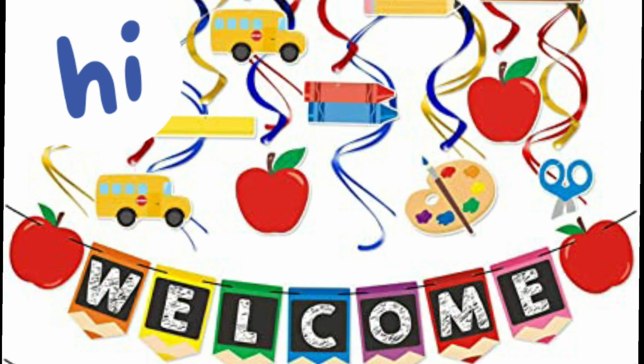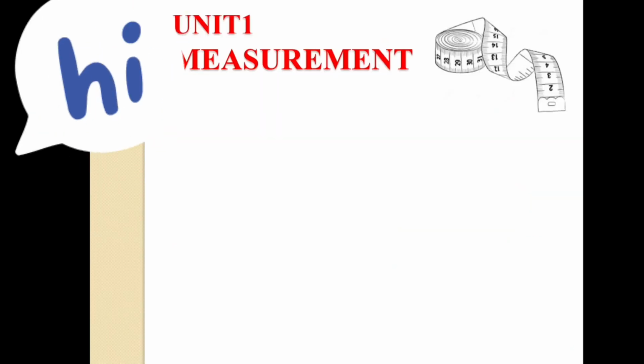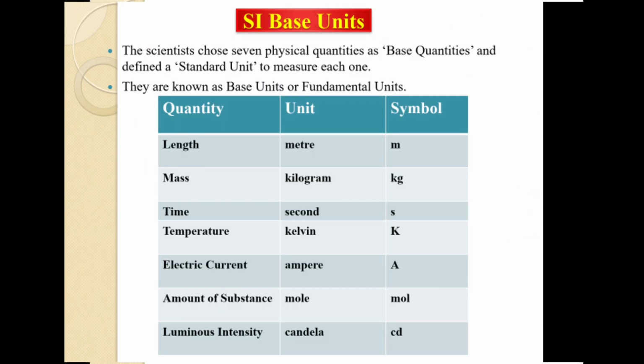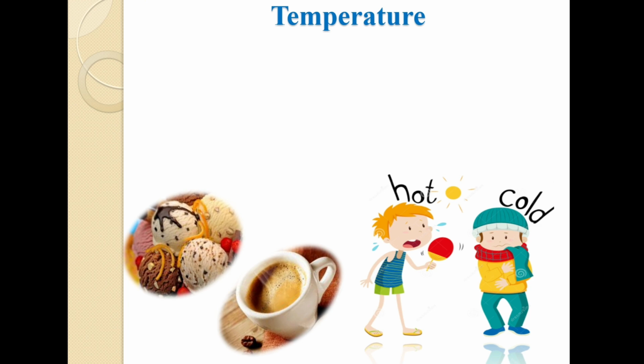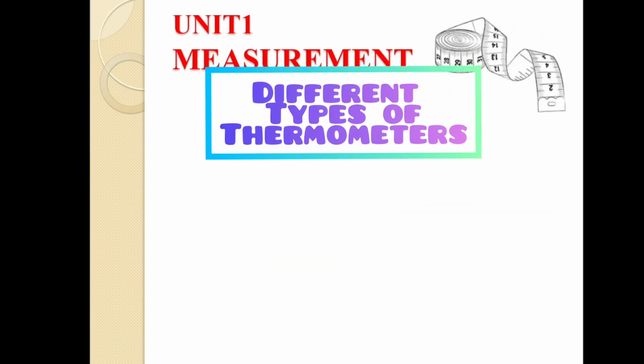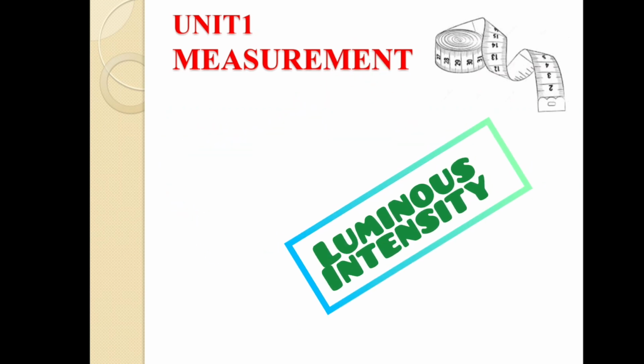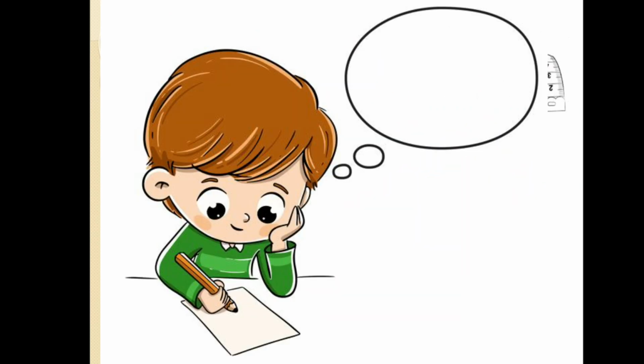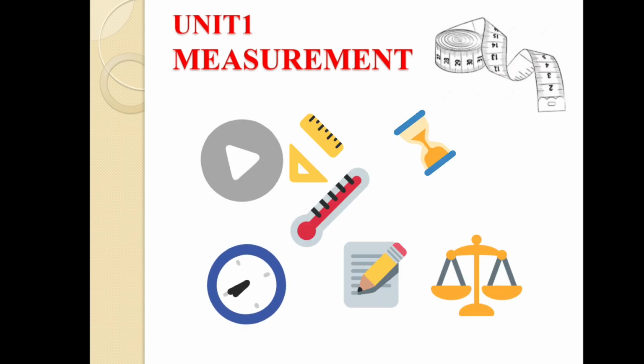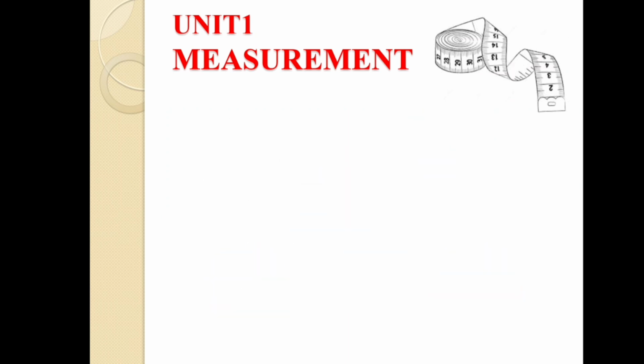Hi everyone. In the last two videos, we discussed many terms such as SI units, temperature, different types of thermometers and their applications, and amount of substance and luminous intensity. Hope everyone understood. The video that we are about to see is on the same lesson, measurement part 3.